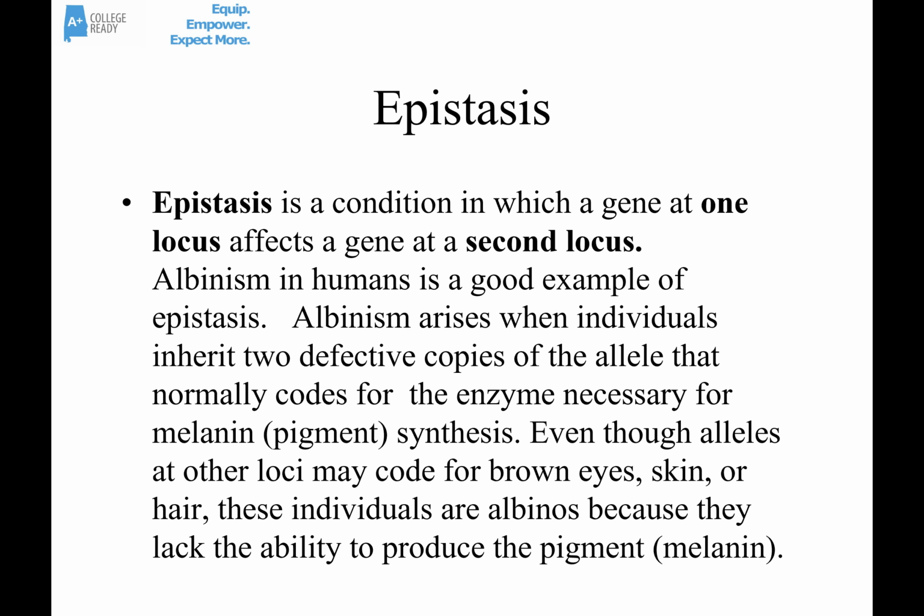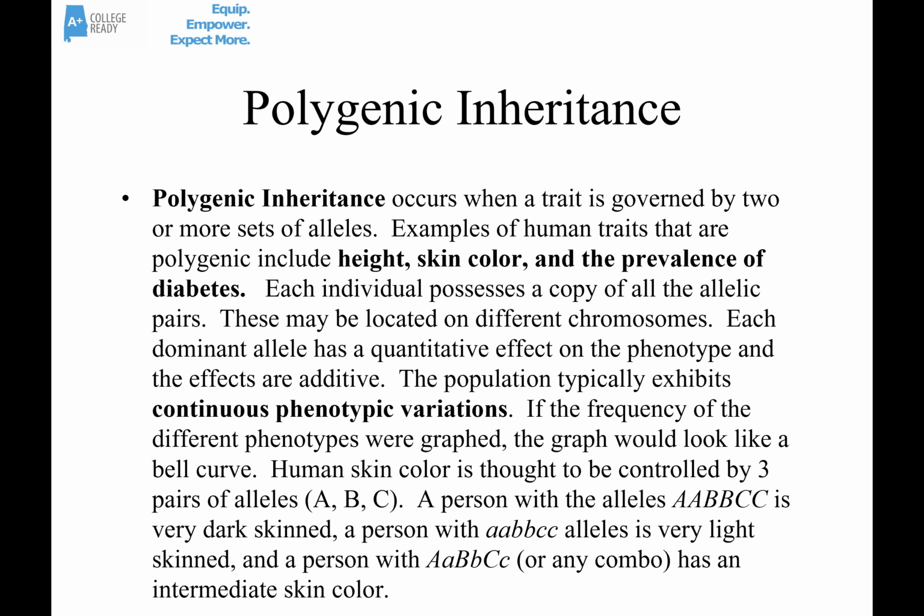The final pattern we'll look at is polygenic inheritance. Polygenic inheritance occurs when a trait is actually controlled by two or more sets of alleles. Mendel thought that one set of alleles controls each trait. We know today that's not true. Examples of human traits that are polygenic include height, skin color, and the prevalence of diabetes.